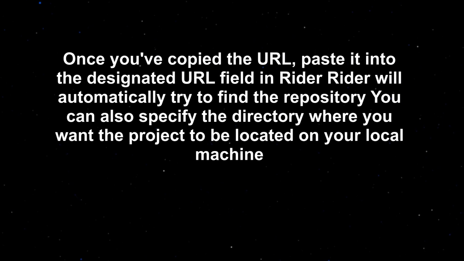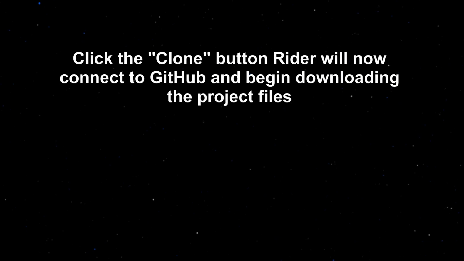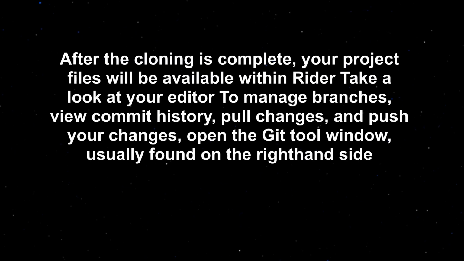Once you've copied the URL, paste it into the designated URL field in Rider, and it will automatically try to find the repository. You can also specify the directory where you want the project to be located on your local machine. Click the clone button. Rider will now connect to GitHub and begin downloading the project files. After the cloning is complete, your project files will be available within Rider.